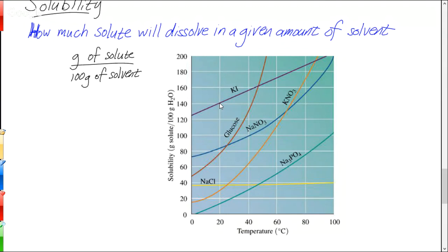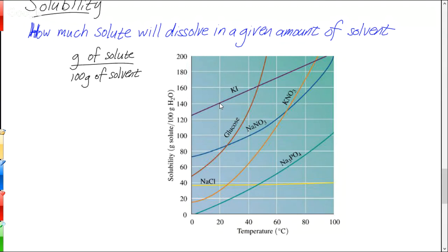Right, eventually it's not going to dissolve anymore. Once you get to a certain limit, all the more that you put in just kind of drops to the bottom. It doesn't dissolve. And that's what these lines are telling us. So if you're at 20 degrees and you put in 140 grams of KI, everything's good. You put in 150 grams of KI, that extra 10 grams is just going to fall to the bottom and not dissolve. So those lines tell you how much of that solute you can dissolve in 100 grams of water.